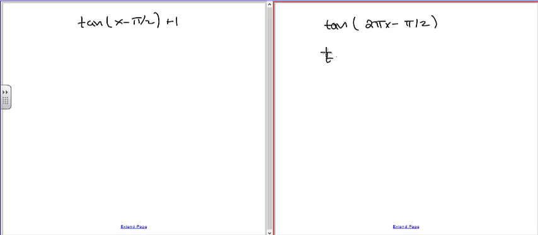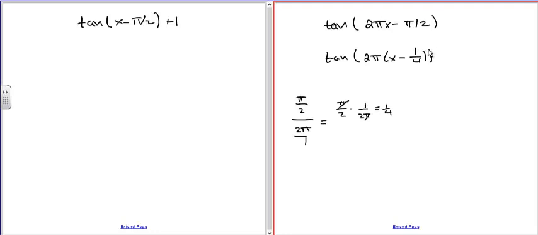So what we would do here is we would factor out the 2 pi. So you get 2 pi times x minus, so we factored out 2 pi, we're going to take pi over 2 and divide by 2 pi. So we take the reciprocal of the denominator. Pi's cancel out, and we get 1 over 4, so it's 1/4. So that's 1/4 of the unit. And that's the form that we want to use.